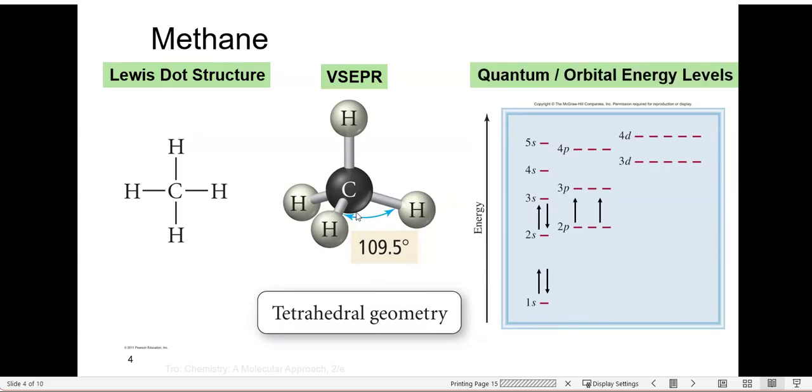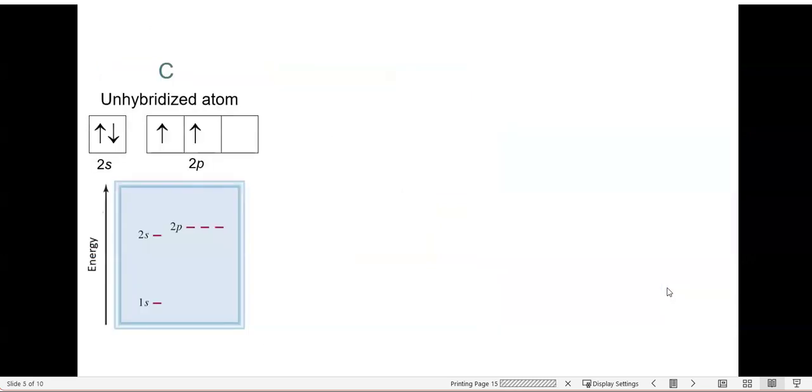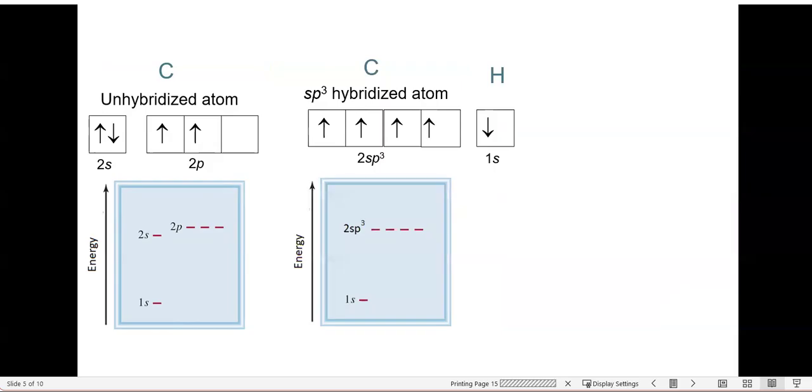And the reason is that if we look at carbon and we fill it in, we see we have two unpaired electrons. So this would indicate that it only wants to form two bonds with the orbitals from hydrogen with it. And so that's what we call unhybridized. And if we put those in, then we only get two bonds. And so what we find is that actually it wants to form four.